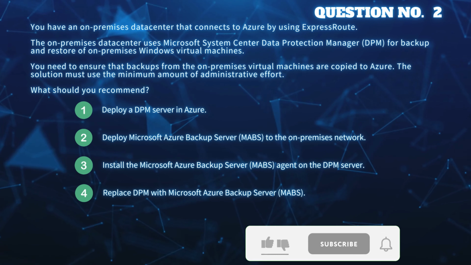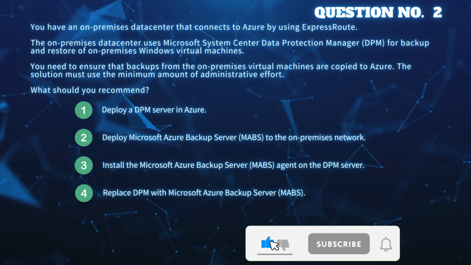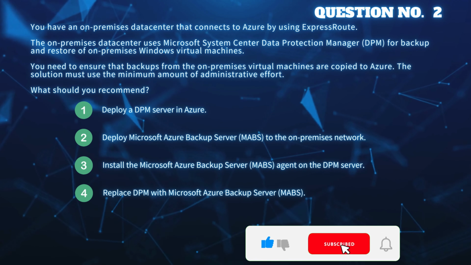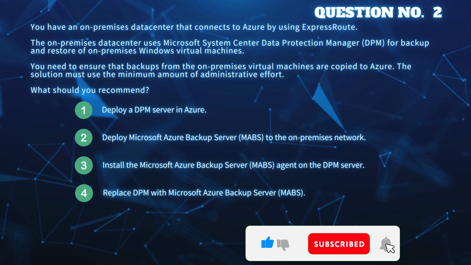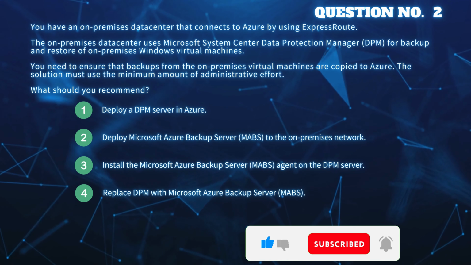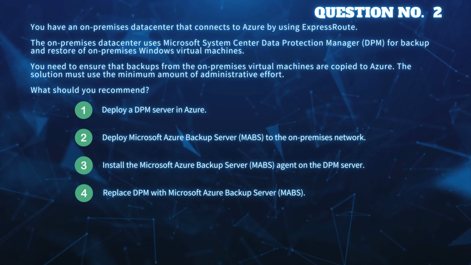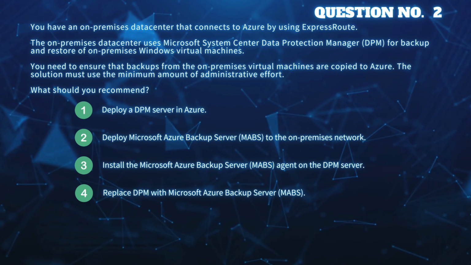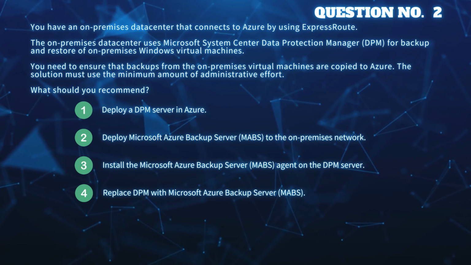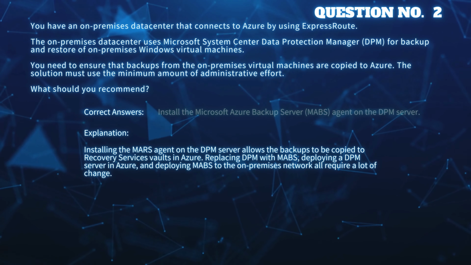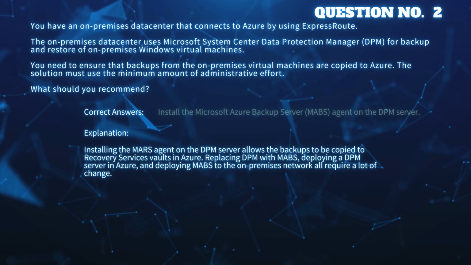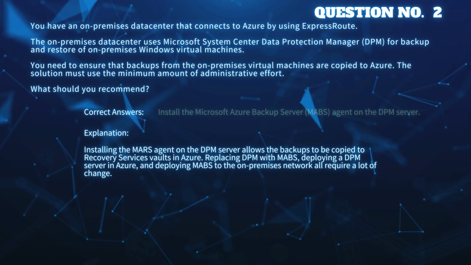Option 2, deploy Microsoft Azure Backup Server, MABS, to the on-premises network. Option 3, install the Microsoft Azure Backup Server, MABS, agent on the DPM server. Option 4, replace DPM with Microsoft Azure Backup Server, MABS. Correct answer, install the Microsoft Azure Backup Server, MABS, agent on the DPM server.